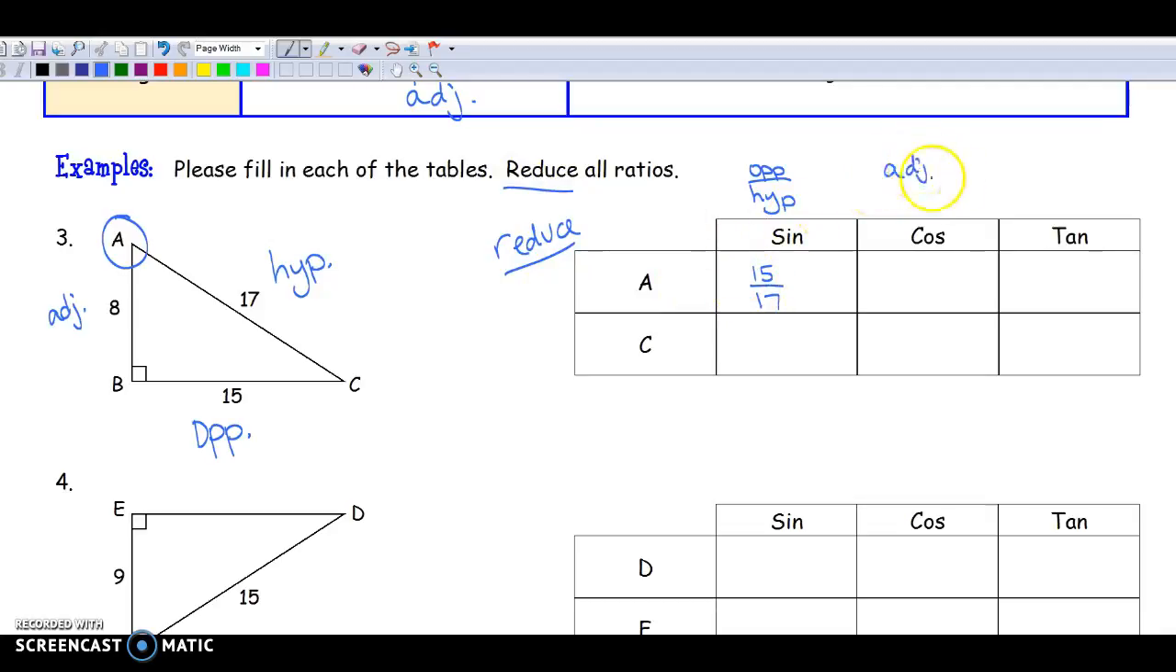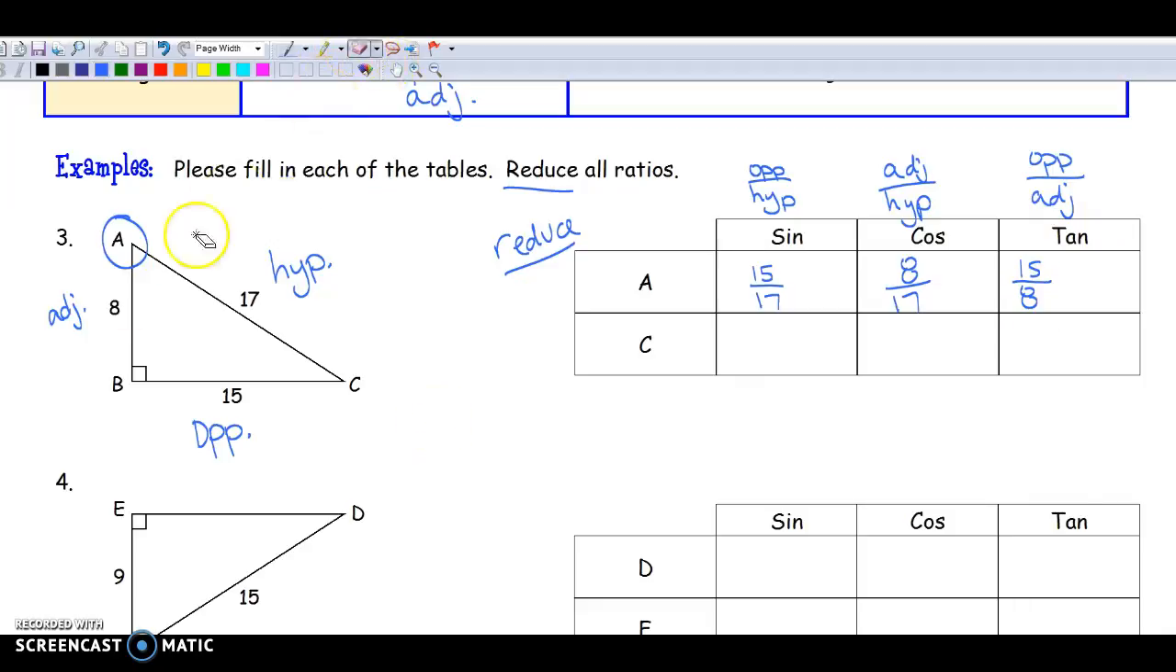Cosine, you got adjacent over hypotenuse. So from this angle, the adjacent side is 8, hypotenuse is 17. 8 over 17. Adjacent has to go on top, hypotenuse on the bottom. Tangent is opposite over adjacent. So you're going to go opposite, 15 over adjacent, 8. 15 over 8 will be your answer.